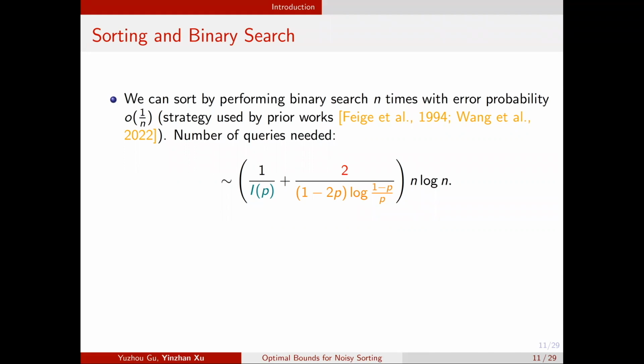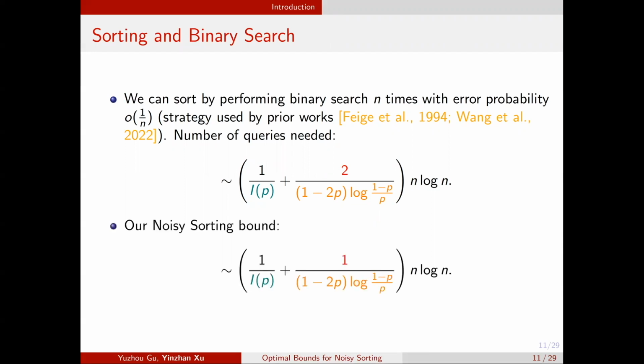And this strategy was used by prior works. If we use our bound for noisy binary search, we get that the number of queries needed is 1 over I(p) plus 2 over (1 minus 2p) times log((1 minus p) over p) times n log n. And if we compare it to our noisy sorting bound, we see that the constant factor for the verification bound on the above method is 2, but for our optimal bound for noisy sorting, it's 1. So this means that the previous strategy of using noisy binary search to solve noisy sorting cannot give the optimal bound.